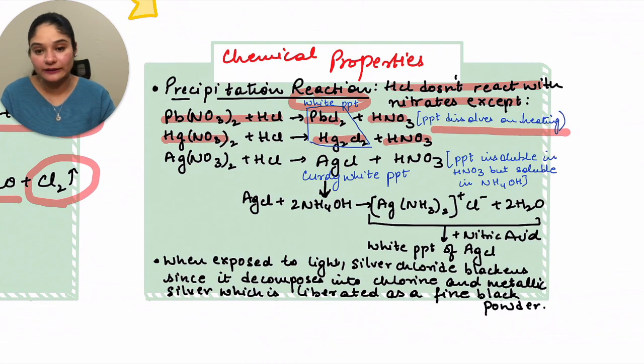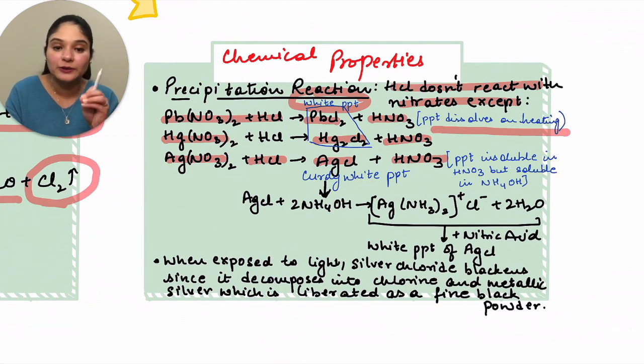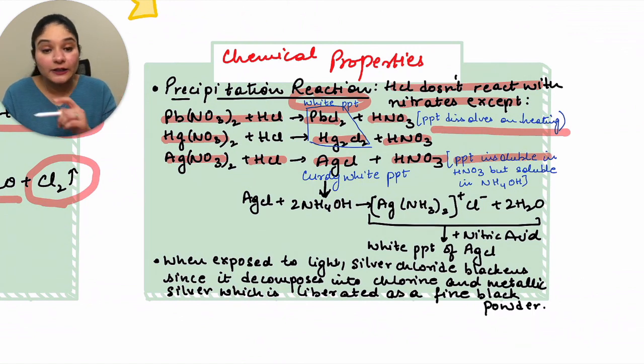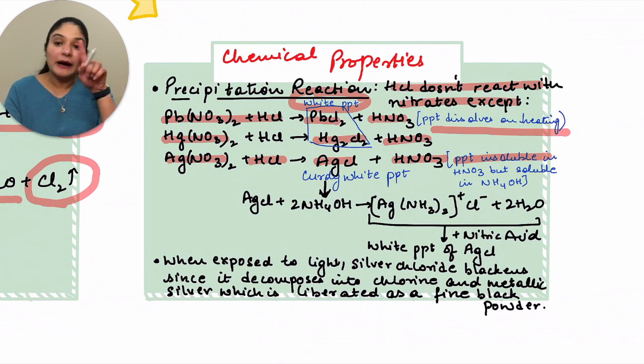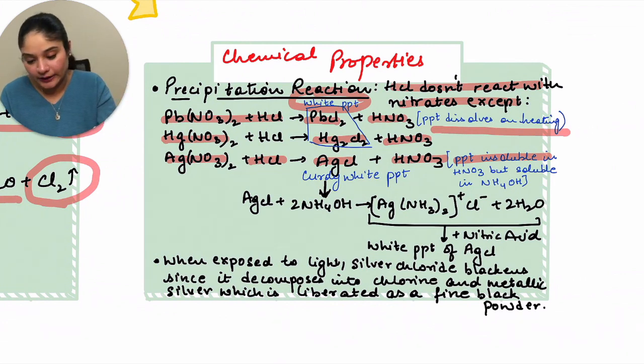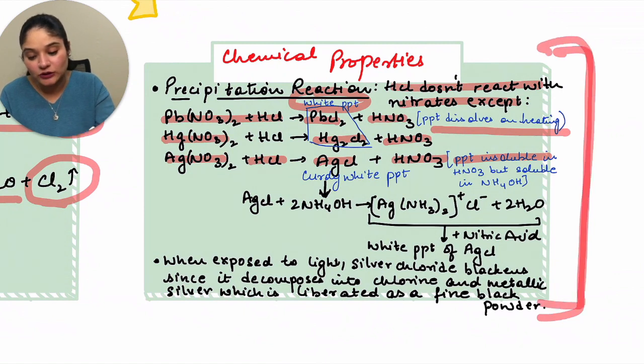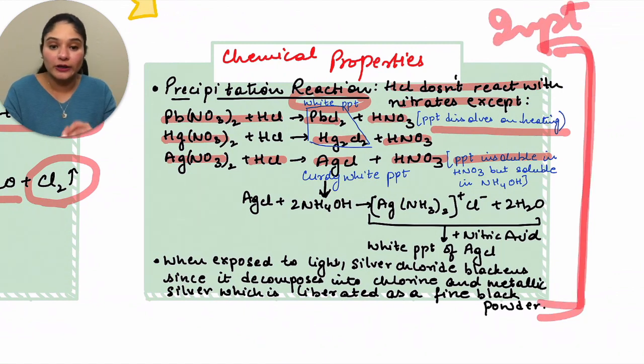Now, let's come to silver. So, silver nitrate plus HCl, you get AgCl plus HNO3. AgCl is a curdy white PPT. This PPT is insoluble in HNO3, but it is soluble in ammonium hydroxide. So, students, make sure that this is extremely important for you. So, you pay more attention here, that AgCl is a curdy white PPT which is insoluble in HNO3 but soluble in ammonium hydroxide.